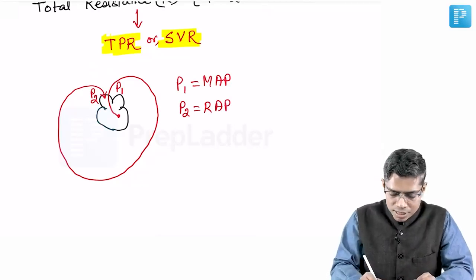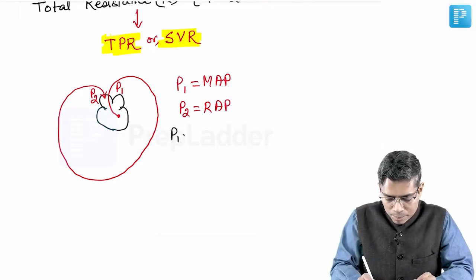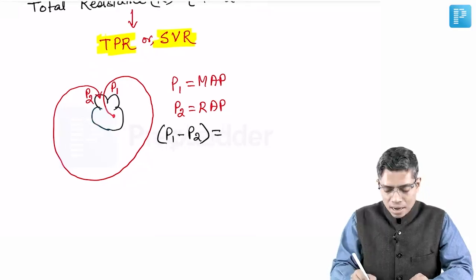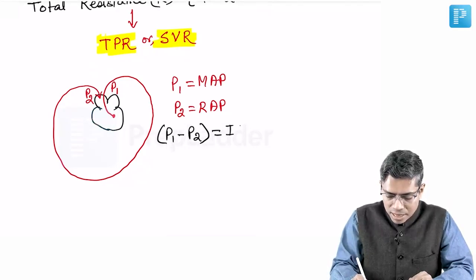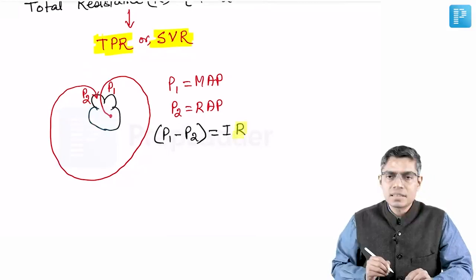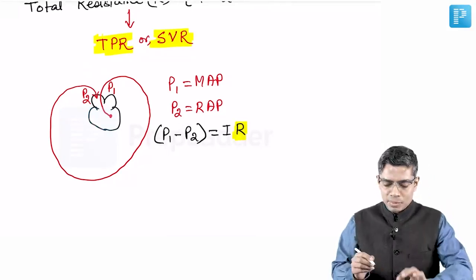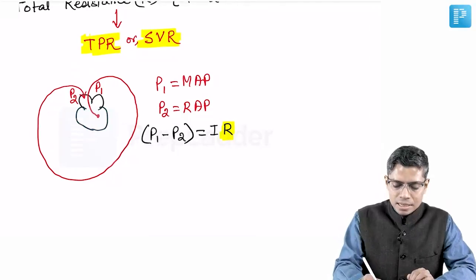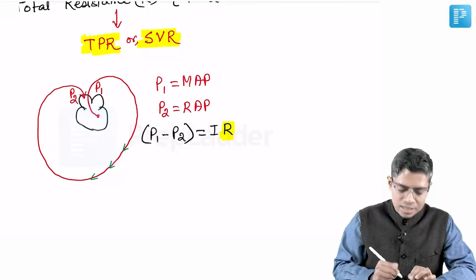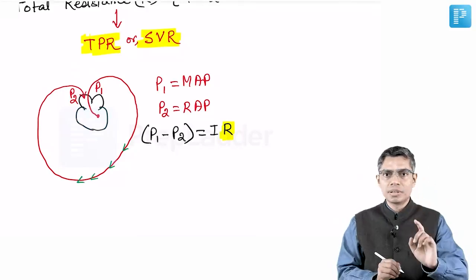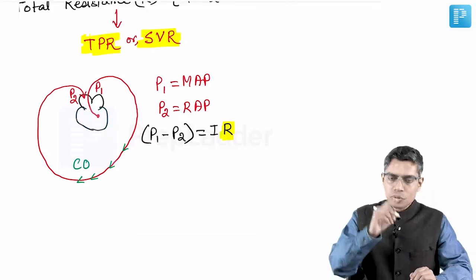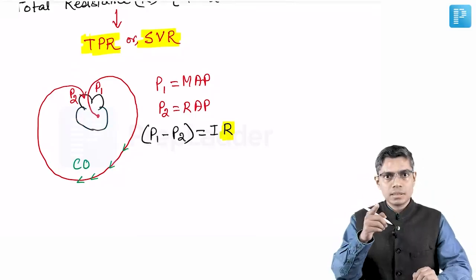So I have already got this P1 minus P2, that is the potential difference V, which is equal to IR. So now I have to find out I and R. This R is nothing but the total peripheral resistance that I want to find out. So now I have to find out what is the I in this case of circulation. What is the blood flow through this peripheral circulation in 1 minute? Remember, in 1 minute, all of your cardiac output is going to flow through this vessel, right?